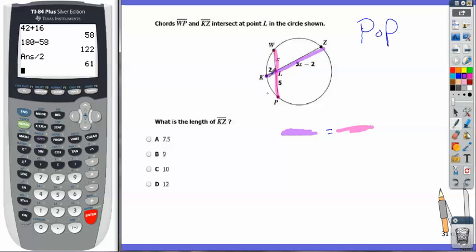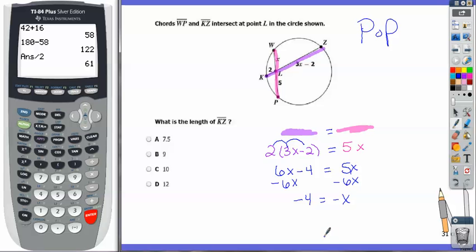So if I look at just the purple, I have a 2 and a 3x minus 2. If I look at the pink, I have a 5 and an x. Now what's so special about this? In order to solve it, I'm going to actually have to use my distributive property. I'm going to get 6x minus 4 equals 5x. I'm going to subtract 6x on both sides. I'm going to get negative 4 equals negative x. Divide by negative 1 or change my signs, and x equals 4.